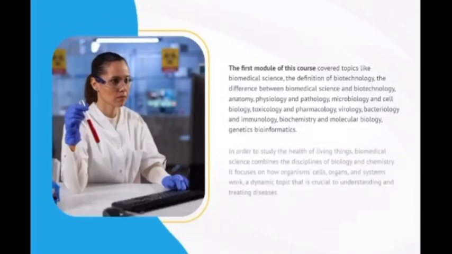The first module of this course covers topics like biomedical science, the definition of biotechnology, the difference between biomedical science and biotechnology, anatomy, physiology and pathology, microbiology and cell biology, toxicology and pharmacology, virology, bacteriology and immunology, biochemistry and molecular biology, genetics, bioinformatics. In order to study the health of living things, biomedical science combines the disciplines of biology and chemistry. It focuses on how organisms, cells, organs, and systems work, a dynamic topic that is crucial to understanding and treating diseases.